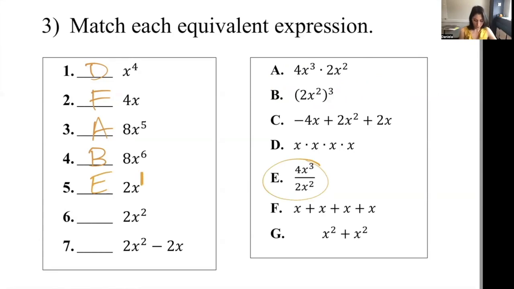Number 6, 2 times x squared, that is going to be G. So those are what's called like terms when you have the same base and the same exponents. So what happens when you have one of something and you're adding the same something? Now you have 2 of them, right? So when you're adding, you're going to keep the exponents the same, right? When you're multiplying, that's when the exponents are different. So number 7, that correct answer is C.